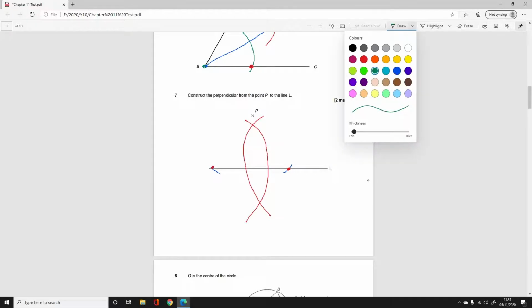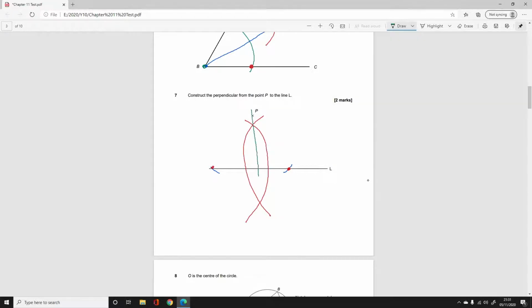this is drawn absolutely horrendously, but you should end up with a line that goes through P where those two cross over each other and is at a right angle. Obviously yours will be drawn better than that, but that is the sketch of what I'd need to see on your page.